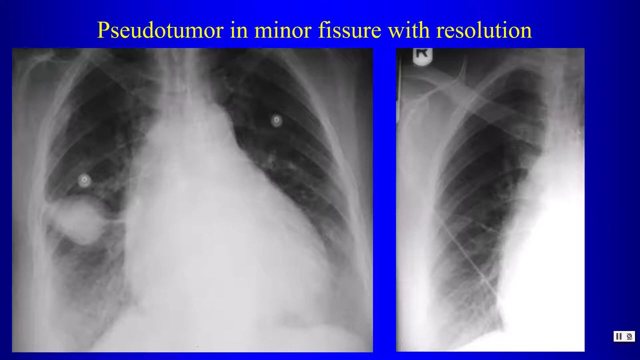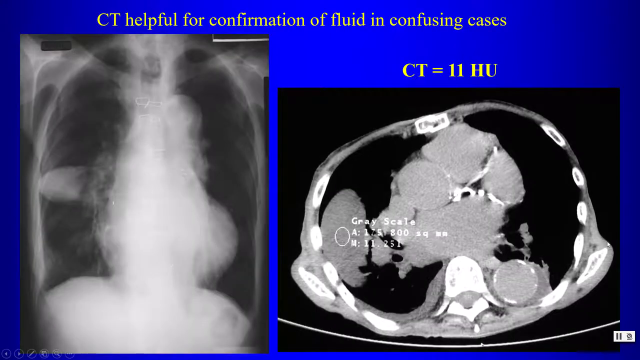Often when we have a pseudotumor, there's also evidence that we have pleural effusion. You may see blunting of the costophrenic angle and some pleural fluid along the lateral chest wall. CT can be helpful if there are questionable cases, because here we can demonstrate that it is within the fissure and it is fluid in attenuation, and commonly there's also pleural fluid elsewhere.